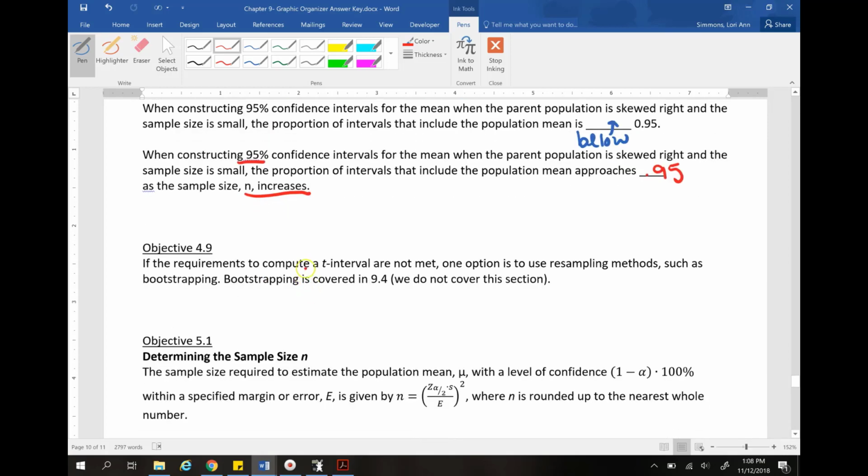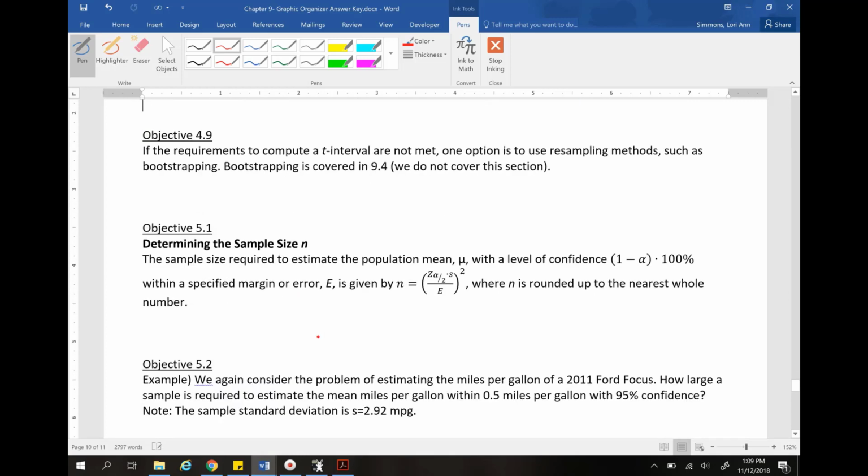If the requirements to compute a t-interval are not met, one option is to use resampling methods such as bootstrapping, and bootstrapping is covered in 9.4, and we do not cover that section in this course. But know that it is out there.